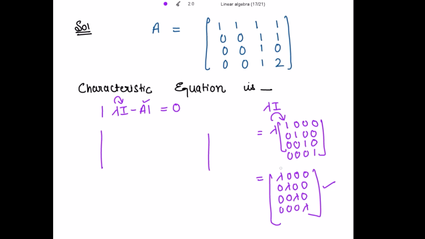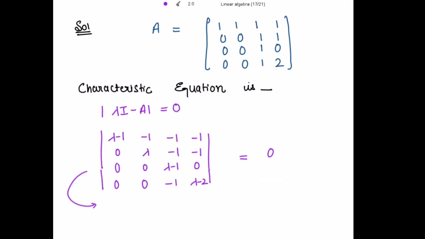So when we subtract this from this given matrix, we get lambda minus 1 as the first element of the first row, then 0 minus 1, that is negative 1, then 0 minus 1 again, that is negative 1, and then 0 minus 1 again, we have negative 1. Likewise the second row: 0, lambda, negative 1, negative 1, and then 0, 0, lambda minus 1, 0, then 0, 0, negative 1, lambda minus 2.